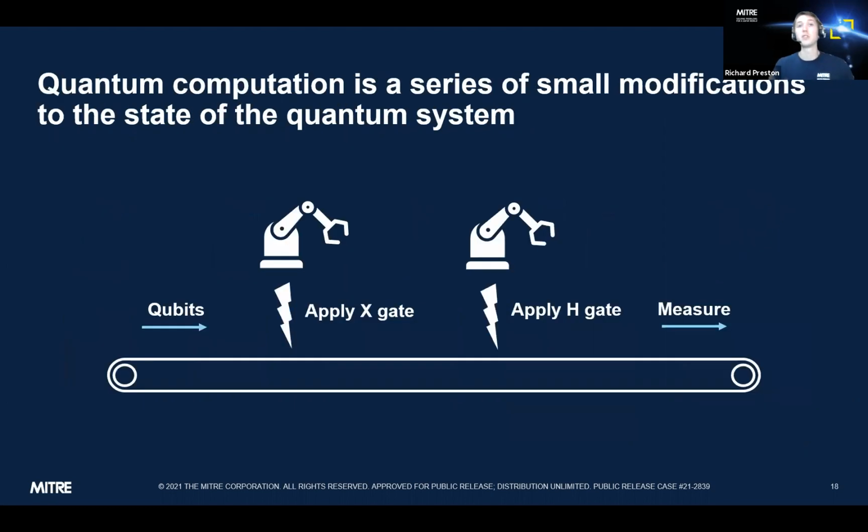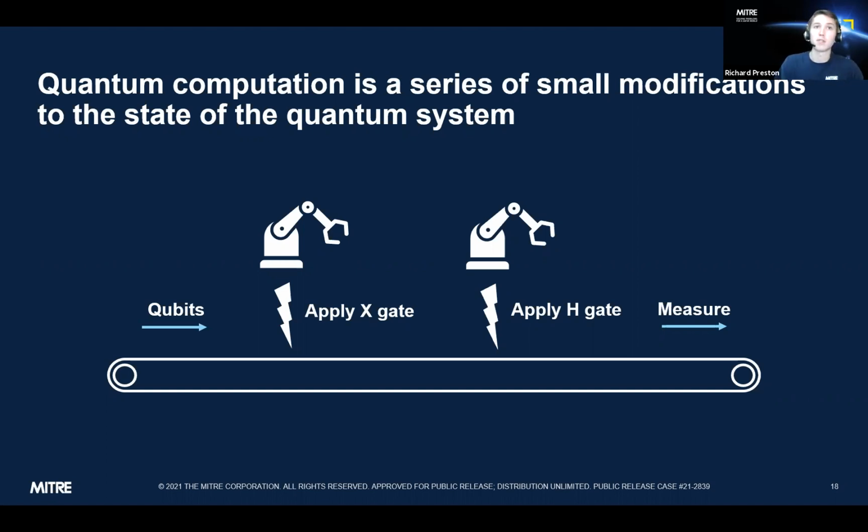Okay, so quantum computing, again, is totally different. Quantum computation is a series of small modifications to the state of the quantum system. And when we're talking about small modifications, we're talking about gates, okay? But these work in a slightly different way than digital logic gates.